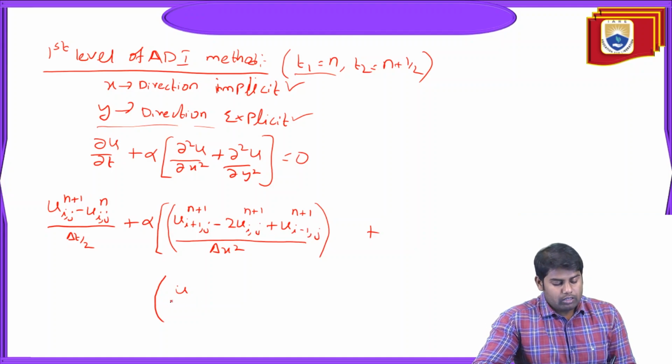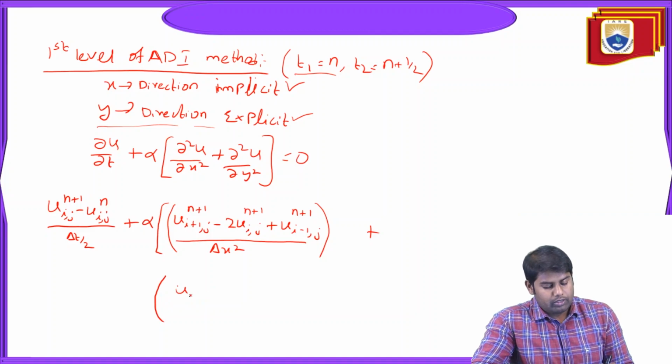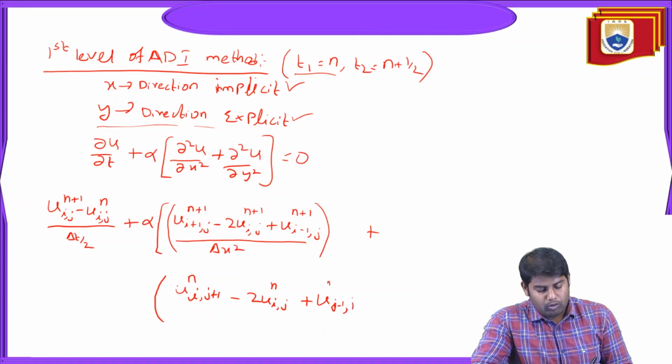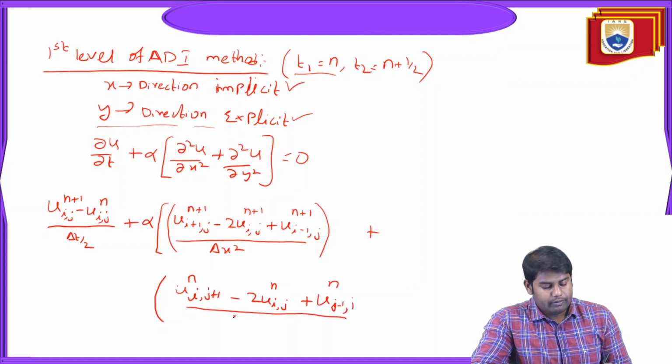Along the y direction, what will be constant? i will be constant. So it will be i comma j plus 1 to the power of n minus 2 u of i comma j to the power of n plus u of i comma j minus 1 to the power of n, divided by delta y square.